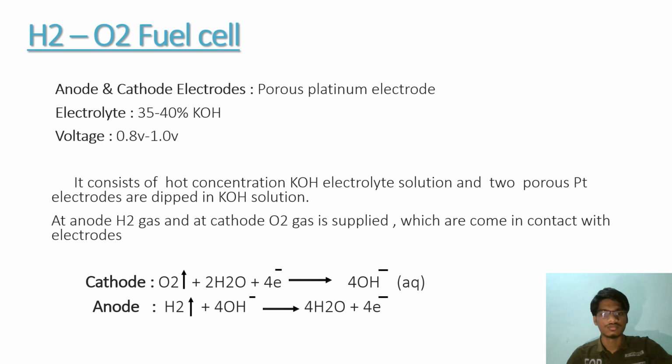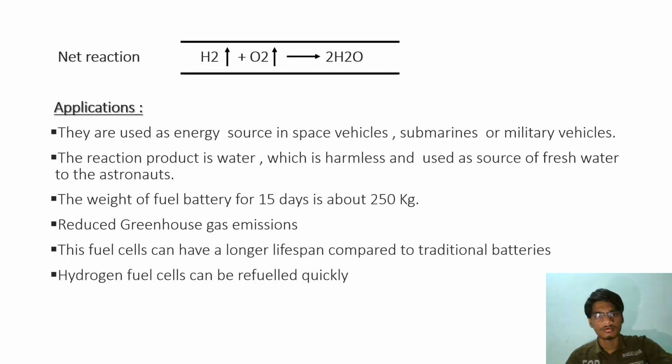Cathode reaction: oxygen plus 2 H2O plus 4 electrons gives 4 OH minus in aqueous solution. Anode: 2 H2 plus 4 OH minus gives 4 H2O plus 4 electrons. The net cell reaction is 2 H2 plus O2 gives 2 H2O.